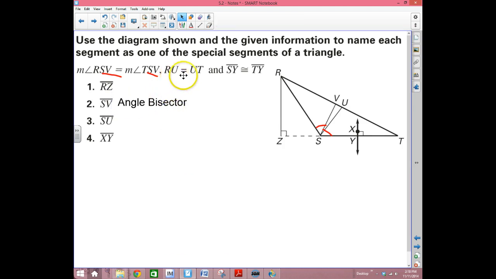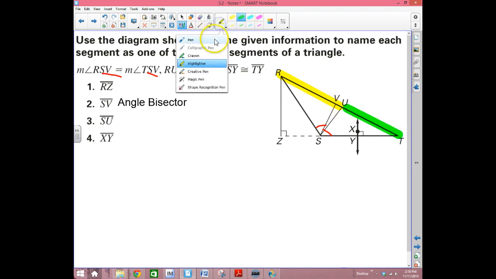Next, they tell us that RU is congruent to UT. Let's see, can I get my highlighter? That might be easier for me to sketch. Yeah, highlighter. So RU is congruent to UT, which means then for us that U must be the midpoint of that side. That's important for two reasons. One, that means SU is the median, because the median goes from a vertex to the midpoint of the opposite side.